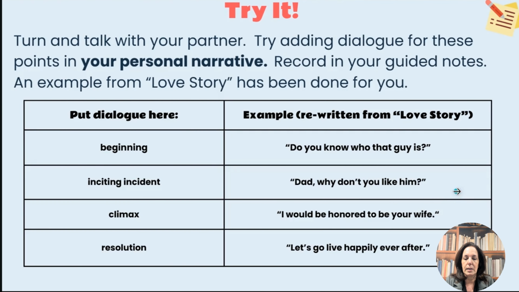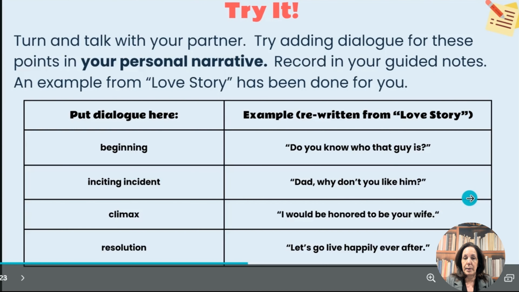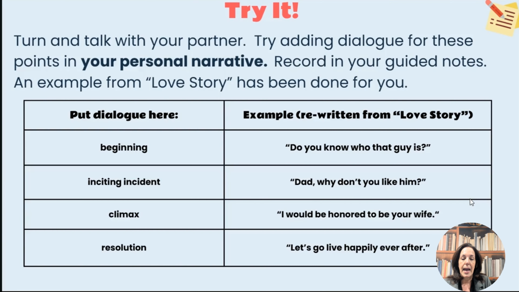So my dialogue is, "Dad, why don't you like him?" The climax is when he gets down on one knee, right? And he asks her to marry him. And so I wrote for my dialogue, "I would be honored to be your wife." The resolution at the end, "Let's go live happily ever after." So now pause my video. You're going to try dialogue for your narrative, not for Love Story, and record it in your notes.